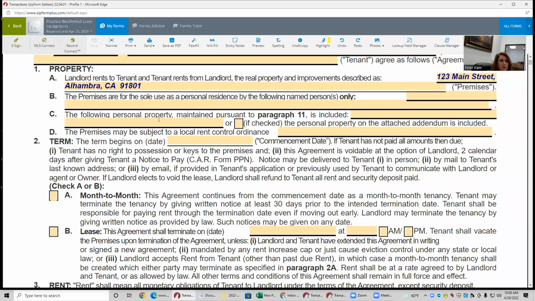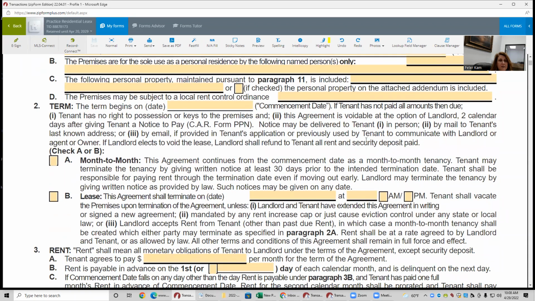Okay, so the following personal property that will be maintained pursuant to paragraph 11. This could be a refrigerator, stove, microwave, things of that nature. Now, it would be pretty rare on a single unit that's not furnished that you would be attaching a personal property addendum. But if you lease this unit fully furnished, you would be checking that because you'd have a lot more to outline. So normally here, what I've seen, it's going to be a stove, refrigerator, things like that that are included.